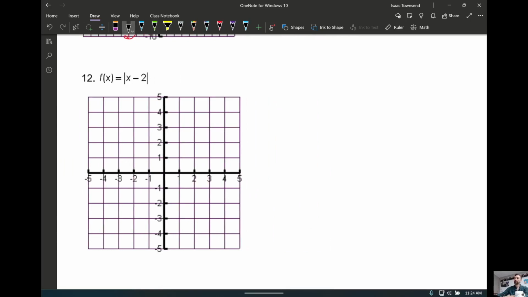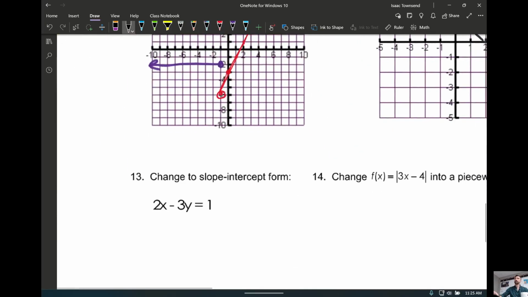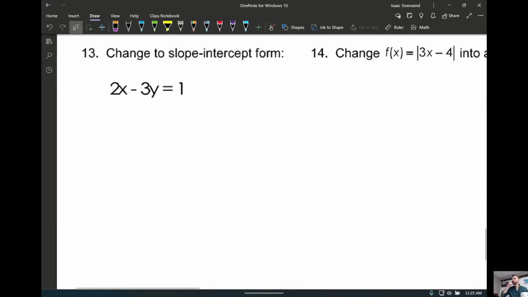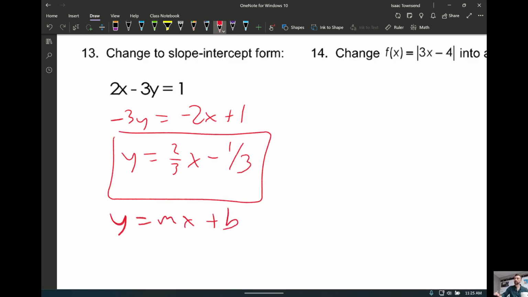Okay, for question 12, this is trying to line you up for the last question, but this is going to look like the absolute value of x, and then transformation, shift it right 2. Okay, first graph, I put in slope-intercept form to help me graph it, but question 13 specifically asked me for that. So you could subtract the 2x over, and you could divide everything by negative 3. And then that is slope-intercept because it is written as y equals mx plus b.